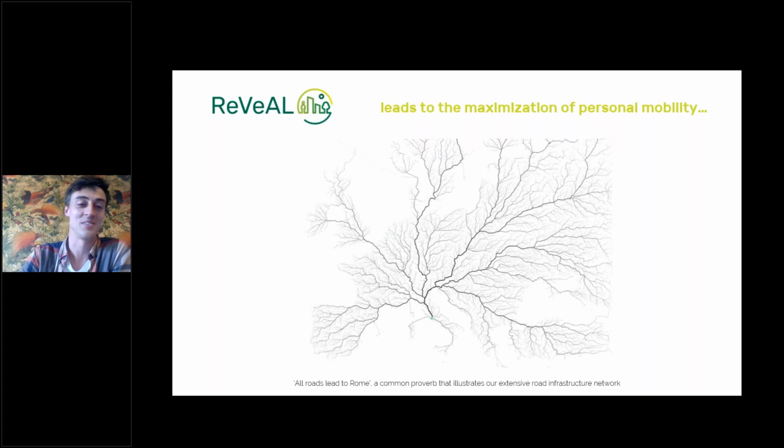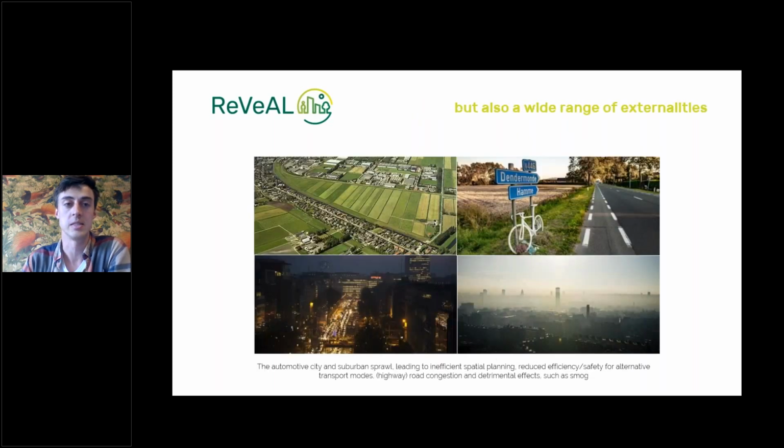This map is a very interesting one, as most of you are aware of the proverb, all roads lead to Rome. You can see that this actually is the case, and this is a map that shows all the roads that actually do lead to Rome in the bottom center in Italy. But it shows us that our infrastructure has also maximized into a strong focus on an individual's opportunities.